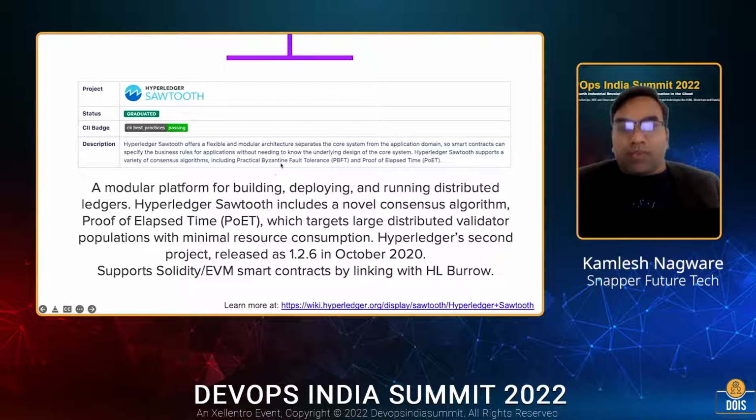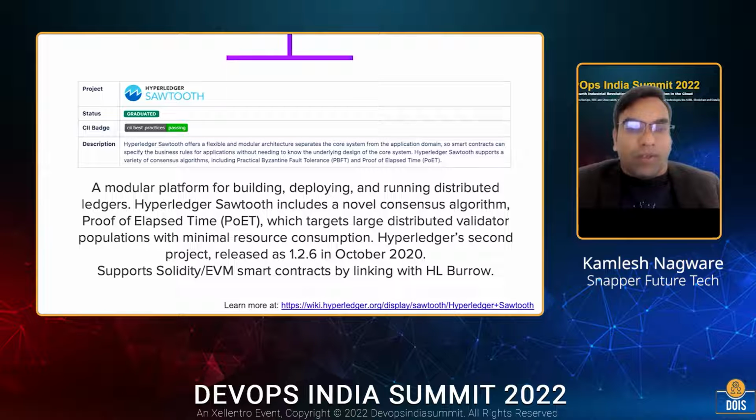Then another blockchain framework is Sawtooth, which is specifically targeted at supply chain solutions and comes with a different consensus mechanism, proof of elapsed time, where the Intel CPU's clock time is considered for cutting a block instead of a software algorithm. You could also write Solidity or Ethereum virtual machine smart contracts on Sawtooth using Hyperledger Burrow.